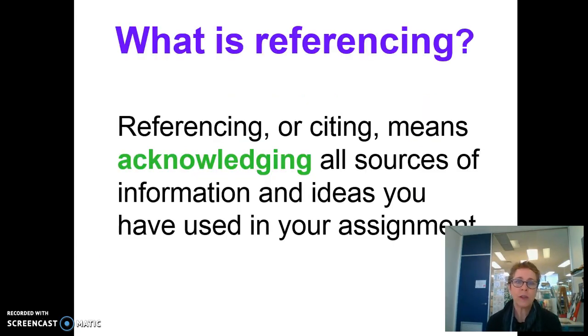So what is referencing? It means acknowledging where you have got your information and ideas from. And if you reference, then you will never be accused of plagiarism. And plagiarism is just presenting someone else's ideas or works as if they are your own. So it's really important that you acknowledge where your information and your ideas have come from.